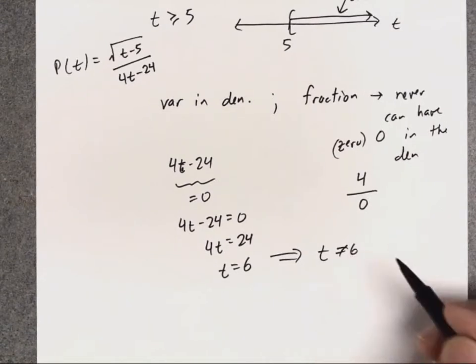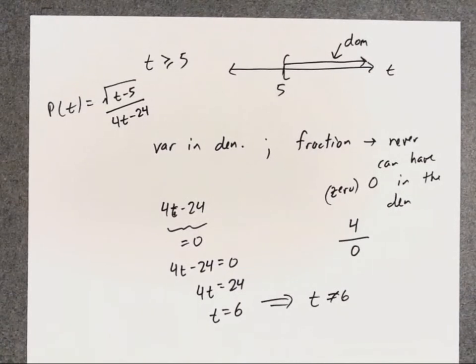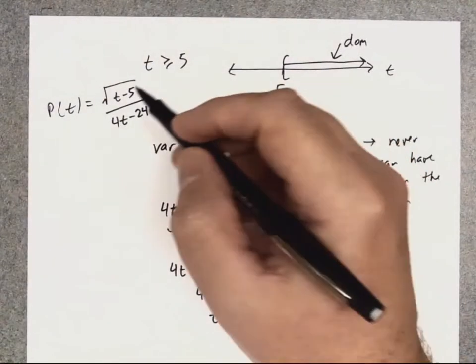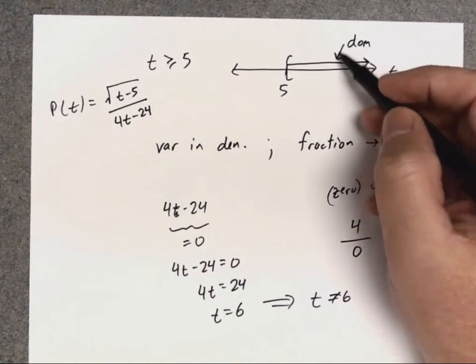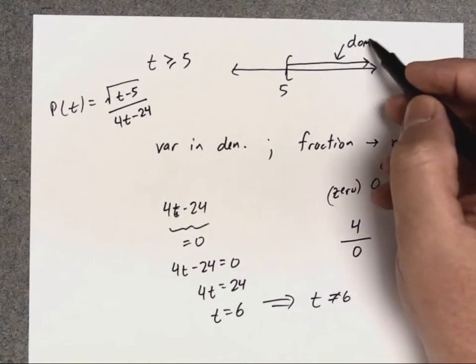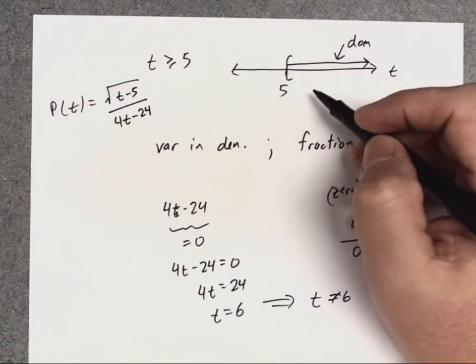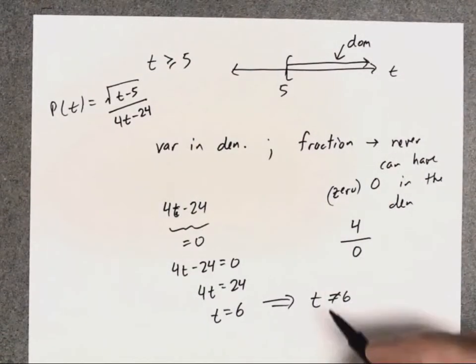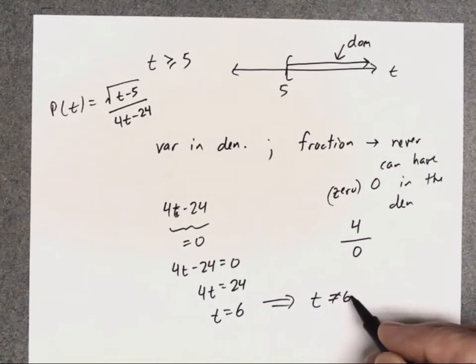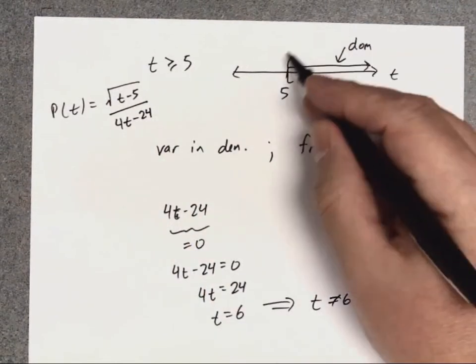It's not allowed. So far, here's what's happened for this problem. I began by saying, let's assume the domain is all real numbers. Any number's okay. However, when I looked at the square root part of it, I decided, well, not everything's okay. Turns out the domain has to be greater than or equal to 5. And then I go look at the denominator and I say, hey, we know what else is true? t cannot be 6. Look up here. If it was just up to the square root, this would be my domain.